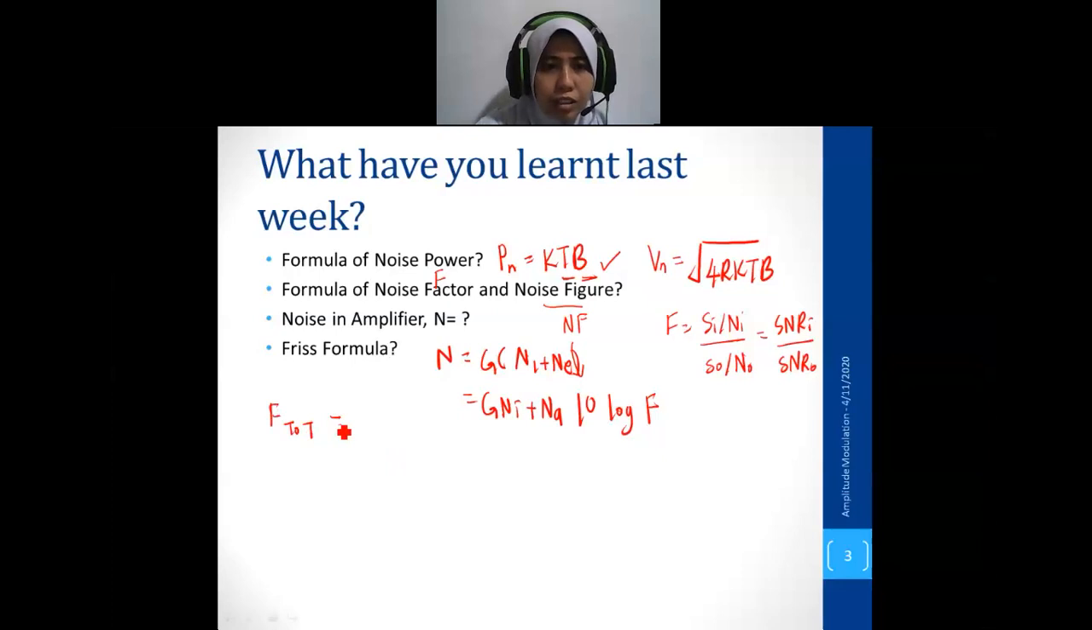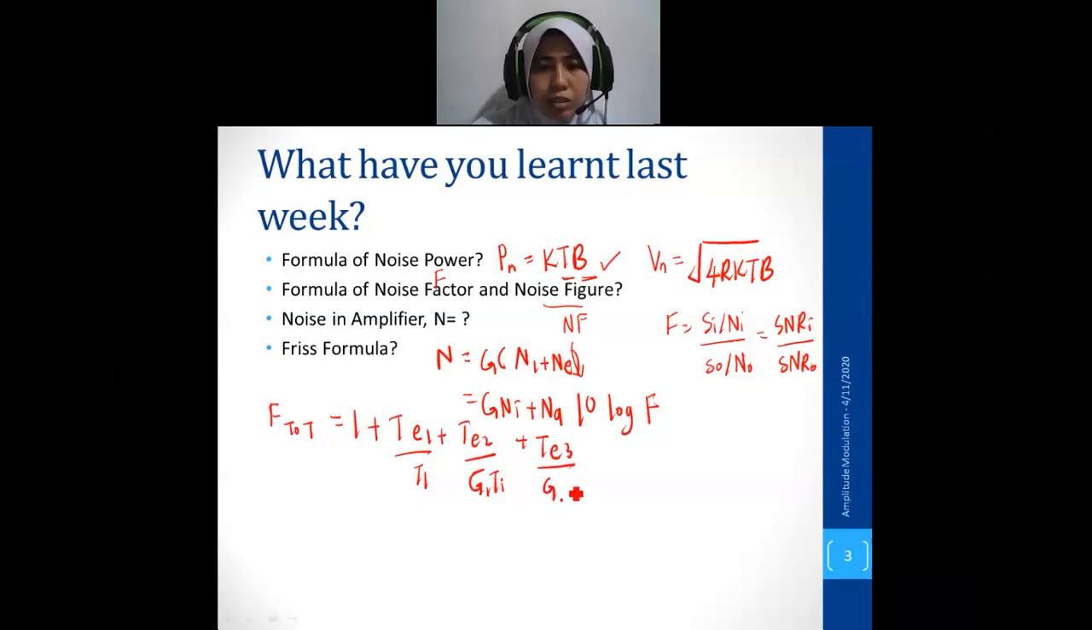equal to 1 plus T E2 over G1 T I plus T E3 over G1 G2 T I. Also, same with F1 plus F2 minus 1 over G1 plus F3 minus 1 over G1 G2.